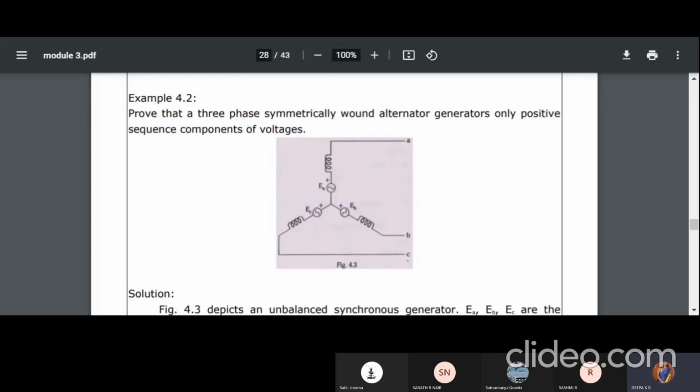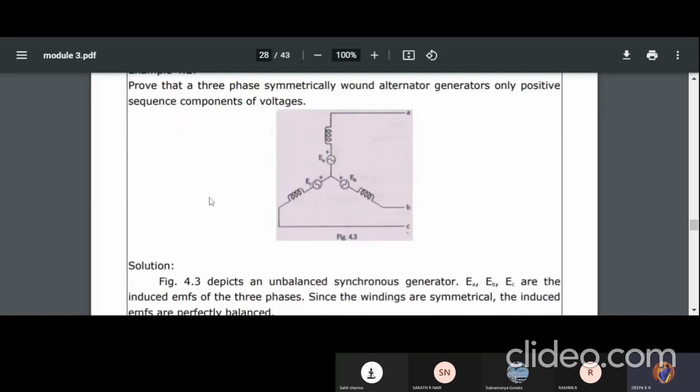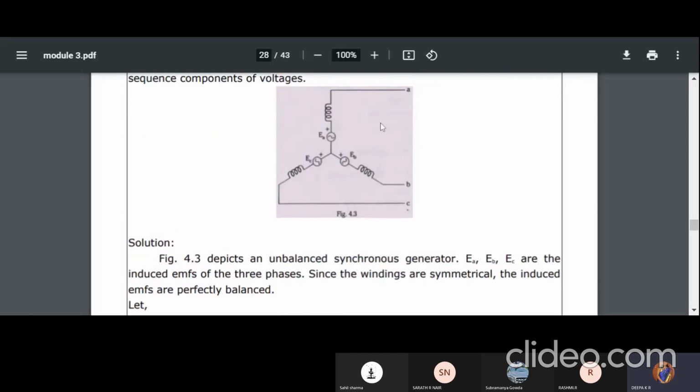Here in the diagram you can observe we have sources EA, EB and EC. These are nothing but your induced EMF sources in the star connection. Of course you have impedances, which you can represent as L or as Z. And we have a three-phase representation A, B, C, with corresponding voltages EA, EB and EC.